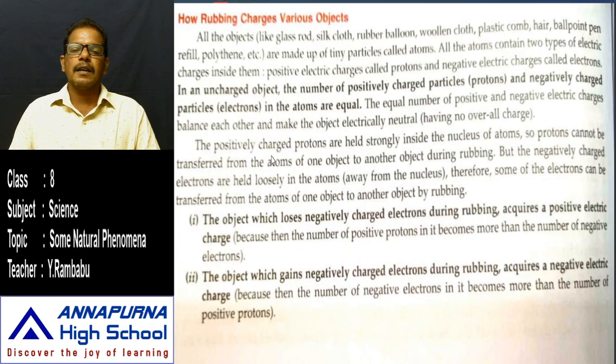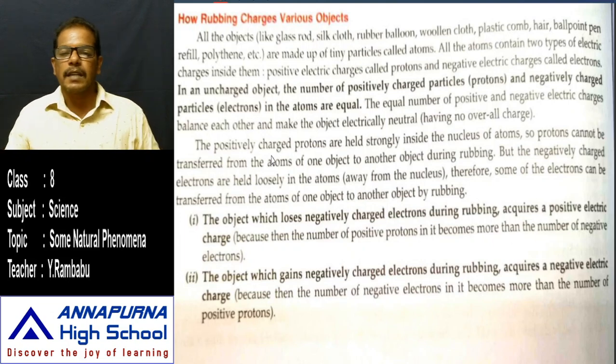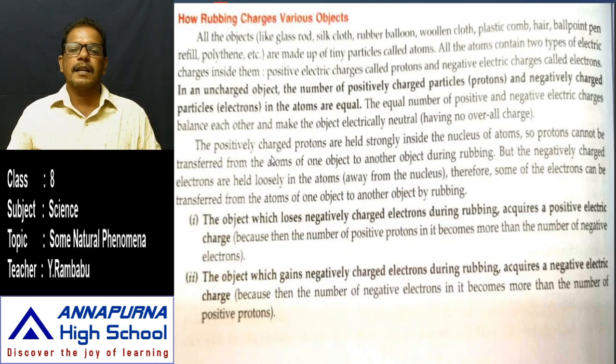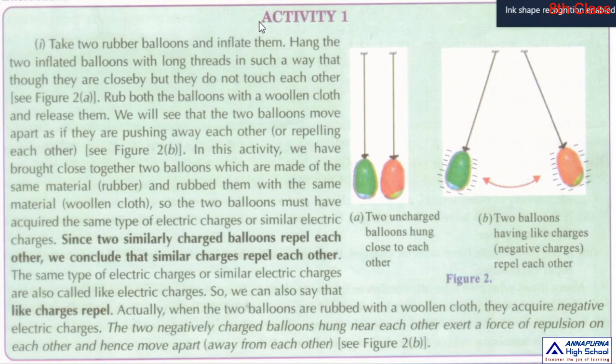And what about the silk cloth? The silk cloth gains electrons. Why? These electrons are transferred from the glass rod to the silk cloth. The glass rod loses electrons and the silk cloth gains electrons. That's why the glass rod acquires positive charge and the silk cloth acquires negative charge. Like that, rubbing produces charges. Like this, bodies acquire charge, which may be positive or negative.